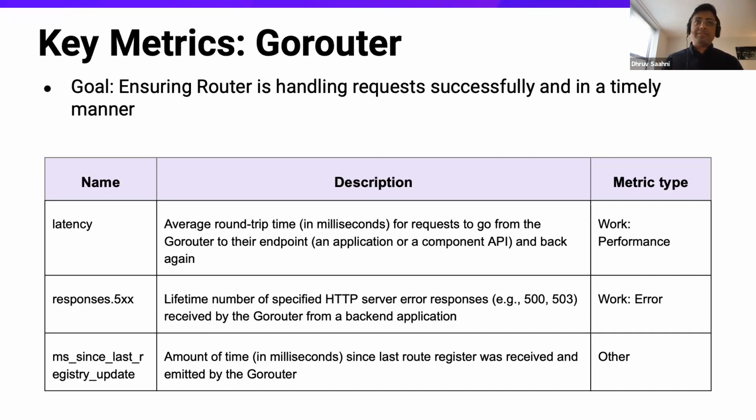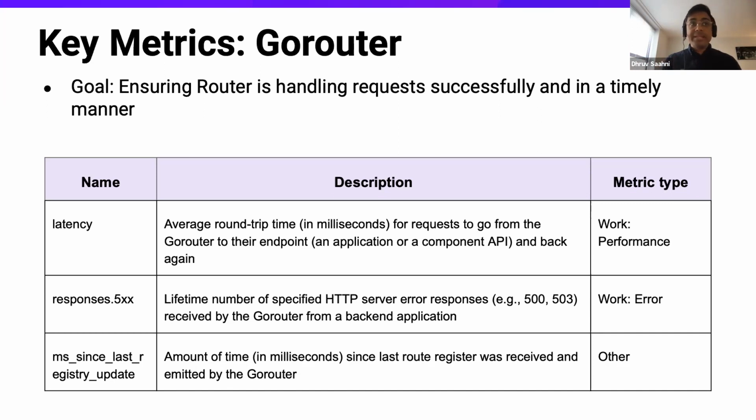And these are the lifetime number of specified HTTP server responses. So these could either be 500 or 503, et cetera. These are indicative of backend failures. So you want to keep an eye out on 500 errors, because this could basically mean there's a failure on the backend that the Go router is only surfacing now through this metric, but the failure could be deeper.